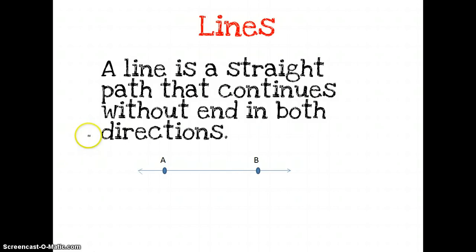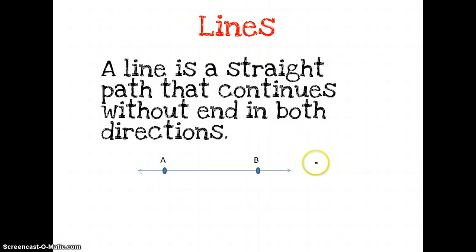Our second concept is a line. A line is a straight path that continues without end in both directions. Notice how there's arrows at each end of our line showing that it goes forever in both directions. And this line has 2 points on it. It has point A and point B.